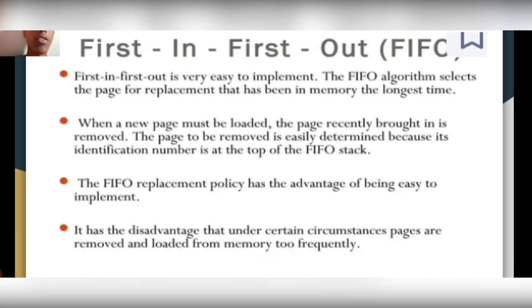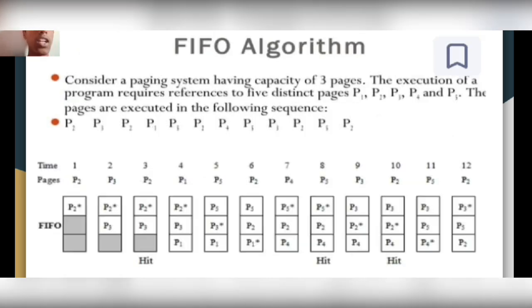First in, first out, FIFO. First in, first out is very easy to implement. The FIFO algorithm selects for replacement the page that has been in memory the longest time. When a new page must be loaded, the page brought in earliest is removed. The page to be removed is easily determined because its identification number is at the top of the stack. The FIFO replacement policy has the advantage of being easy to implement. It has the disadvantage that under certain circumstances pages are removed and loaded from memory too frequently.